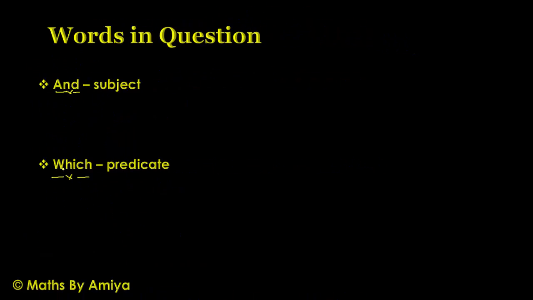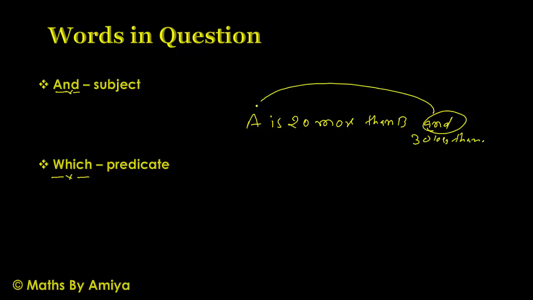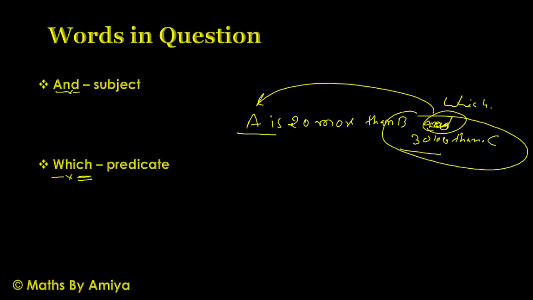Second, if we have "and" or "which" in our question: A is 20 more than B and 30 less than C. It means A is 30 less than C. If we have it like this, A is 20 more than B, which is 30 less than C, it means B is 30 less than C. We say "and" means the far one, "which" means the near one.